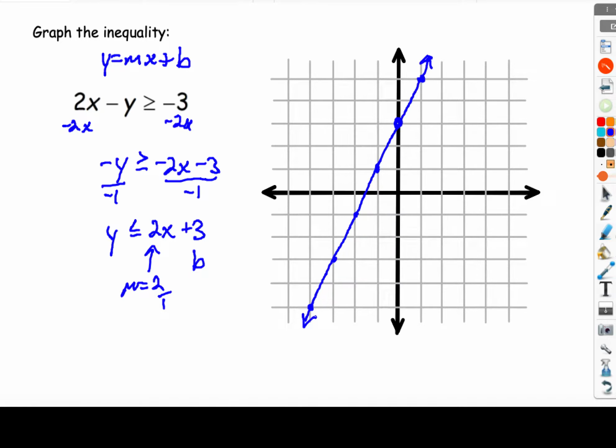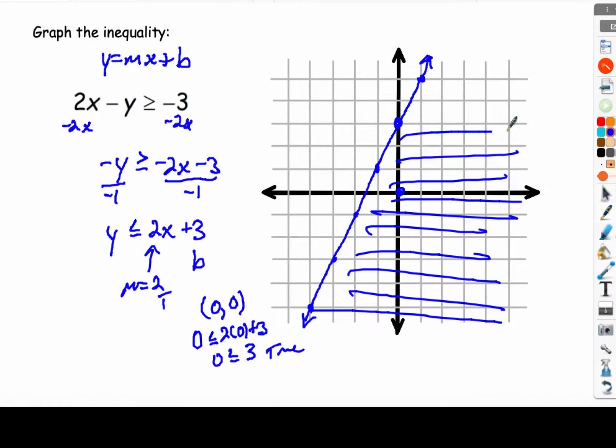And then the easiest way to figure out where to shade is to just check a point. If I took the point 0, 0, and plugged it into my inequality, if y were 0 and x were 0, well, that gives me 0 is less than or equal to 0 plus 3, which is 3. Because 0 is less than 3 is a true statement, I'm going to graph towards 0, 0. I'm going to shade that entire side of the graph. Again, that's just the basics of graphing an inequality.